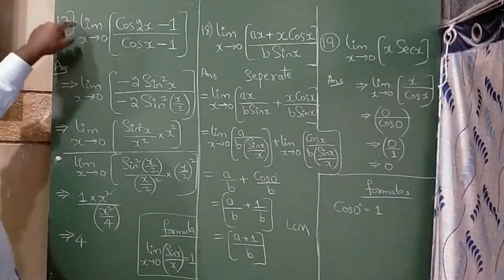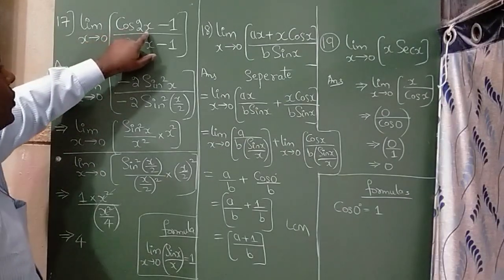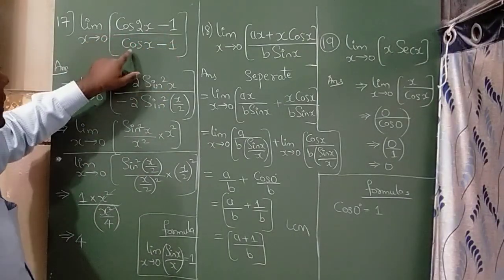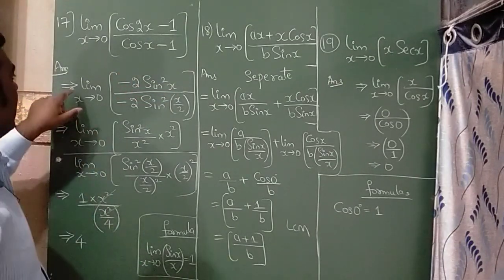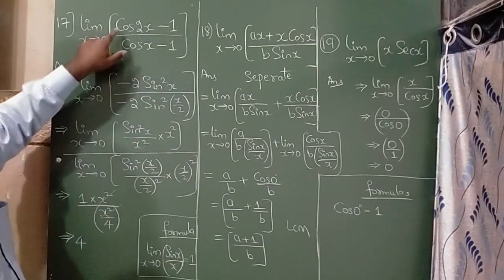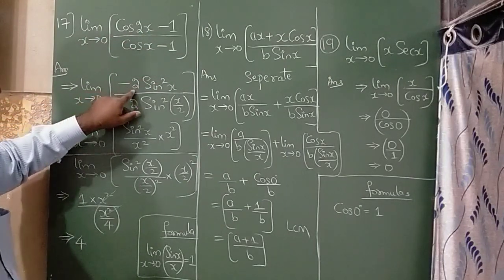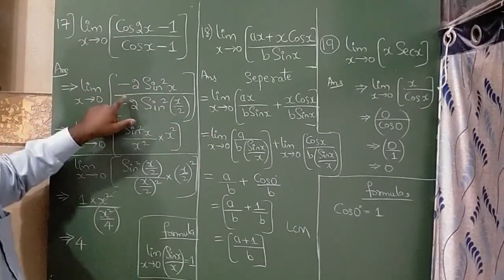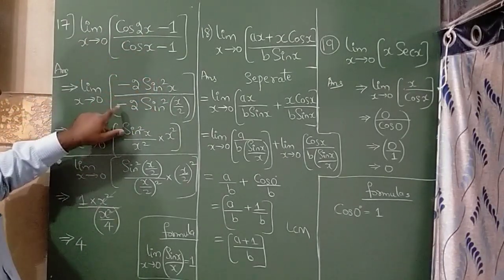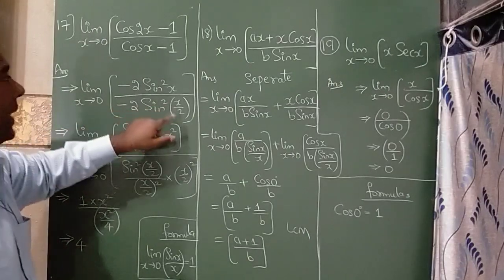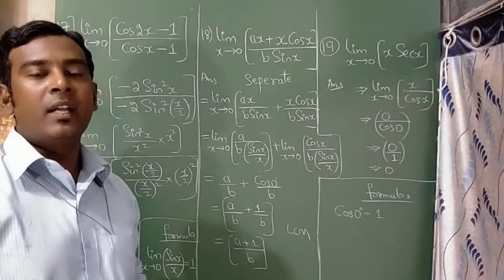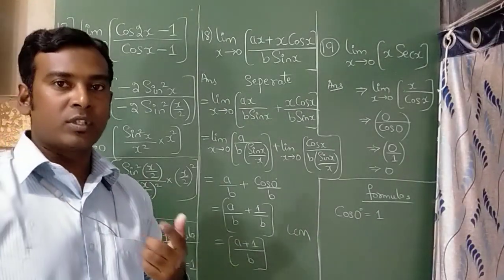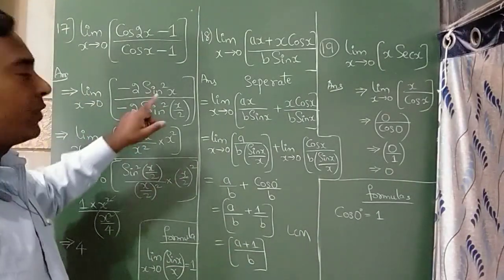17th question. Limit x tends to 0, (cos 2x minus 1) divided by (cos x minus 1). Cos 2x minus 1 is minus 2 sin square x, and cos x minus 1 is minus 2 sin square x upon 2. These two are formulas from chapter number 3, trigonometric functions. You go back to chapter number 3, you will come to know these formulas.